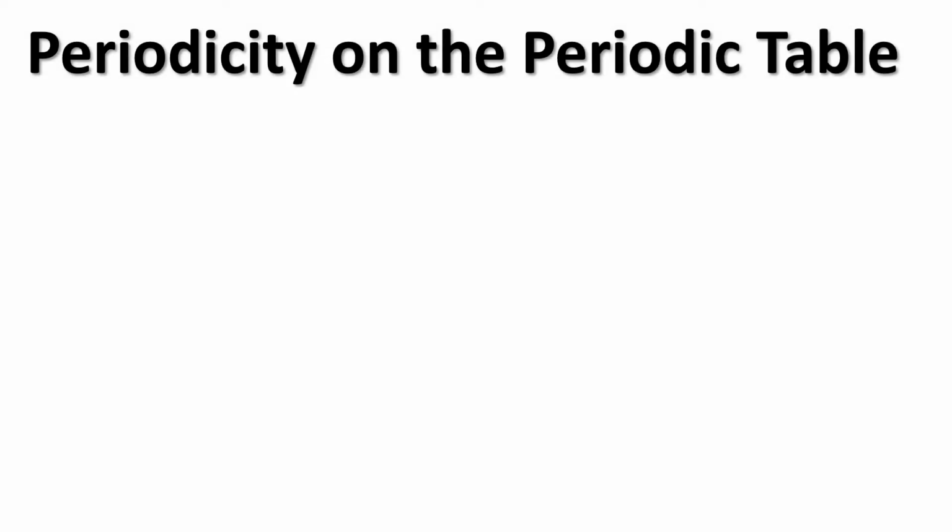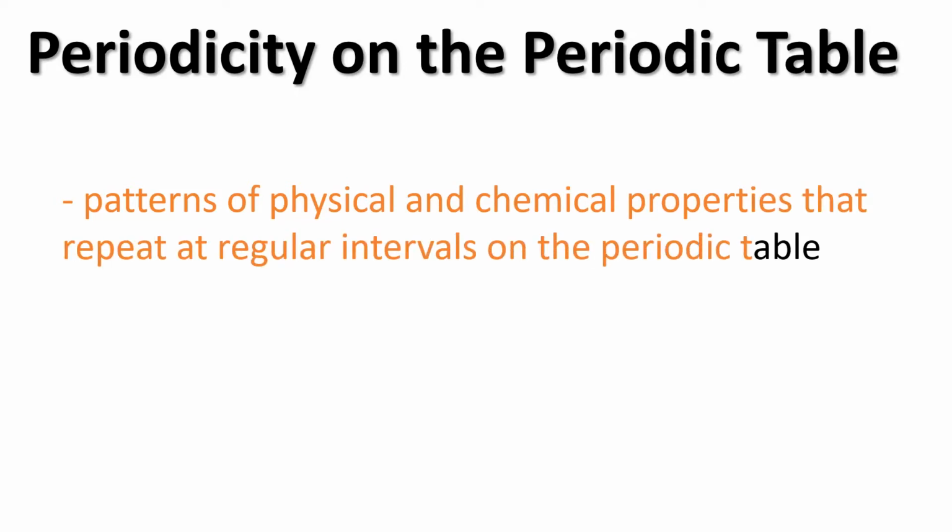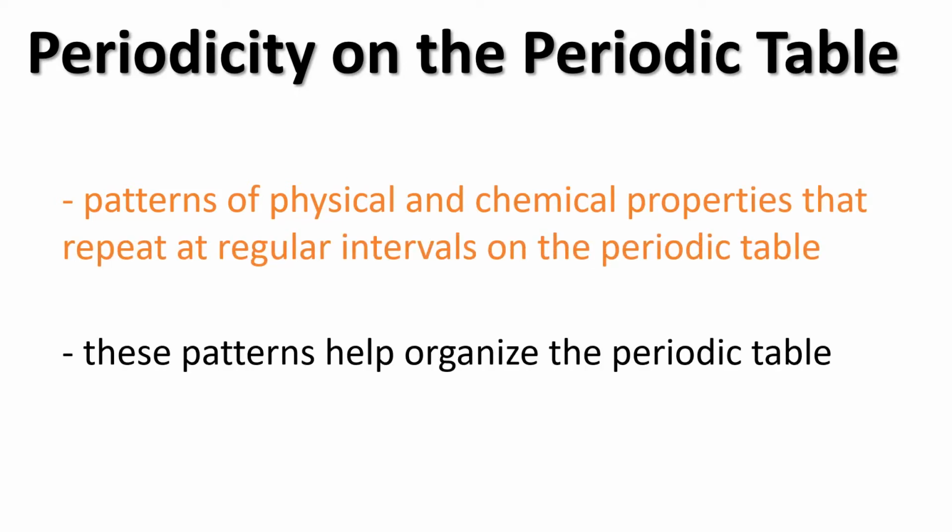So at this point, you should have started the lesson by watching the video on the periodic table from Crash Course. It talked a little bit about periodicity in the video, and I want to talk more about that now. So what is periodicity? Well, it's patterns of physical and chemical properties that repeat at regular intervals on the periodic table. These patterns are what helped Mendeleev organize the periodic table.